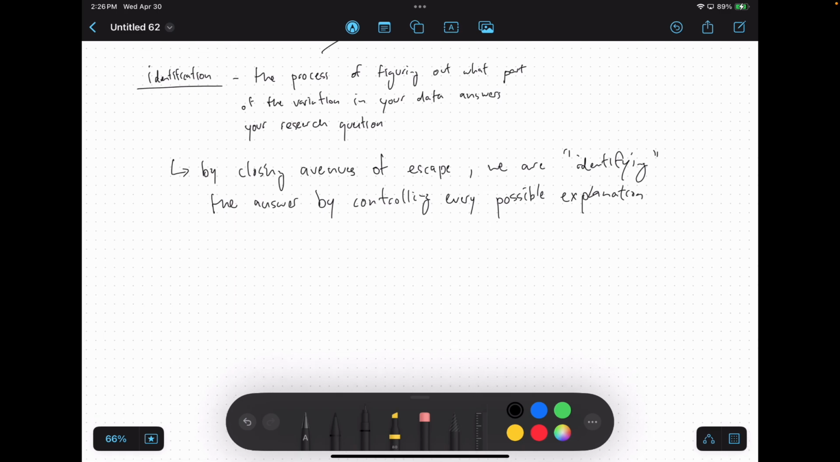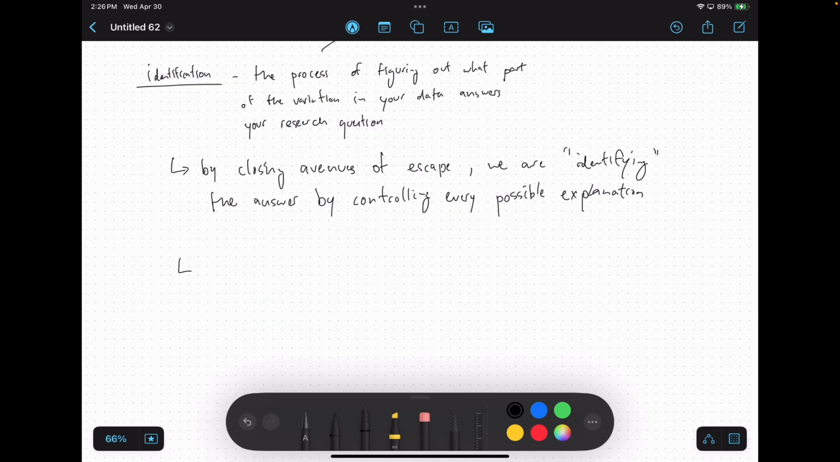And so what we're going to be doing is we will learn the statistical tools for closing doors, right? But I will say this is just part of the puzzle.